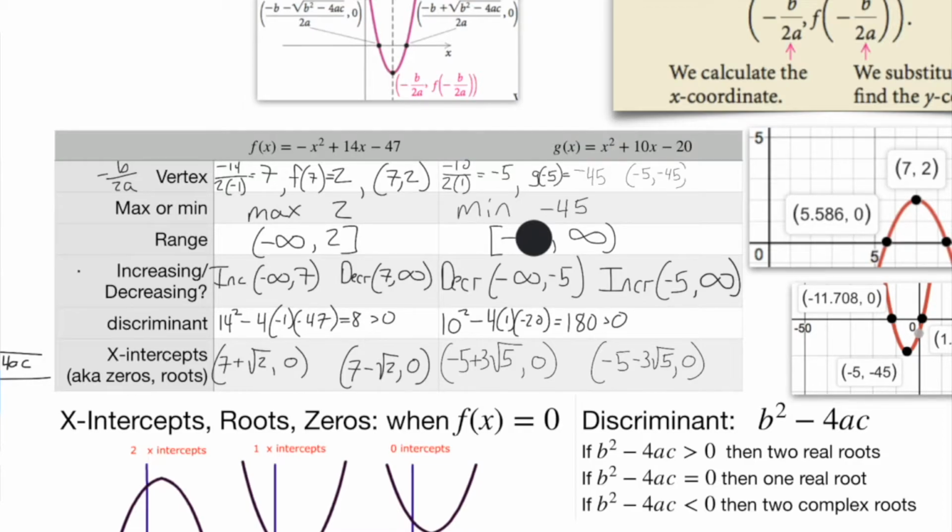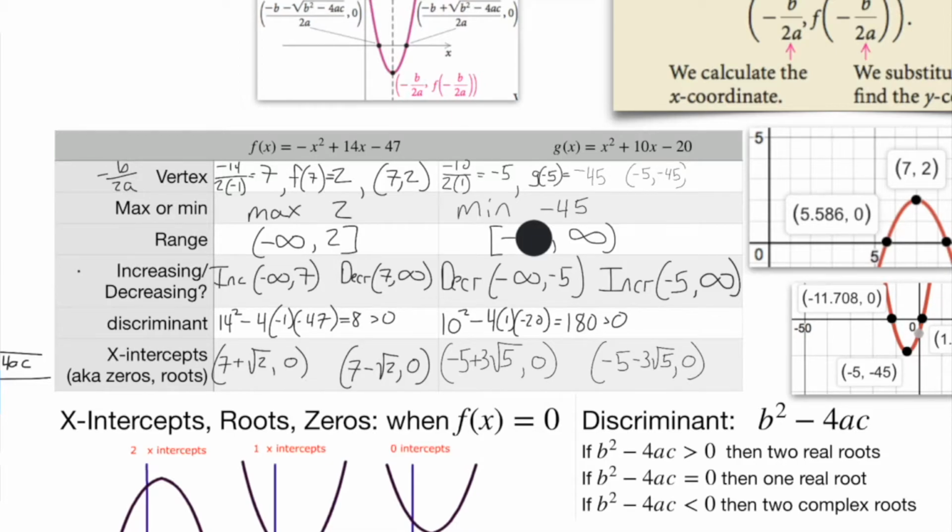Is it increasing or decreasing? Well, it's decreasing from negative infinity. For all these x values, it's decreasing from negative infinity all the way up to negative 5. And then it is increasing from negative 5 up to positive infinity.